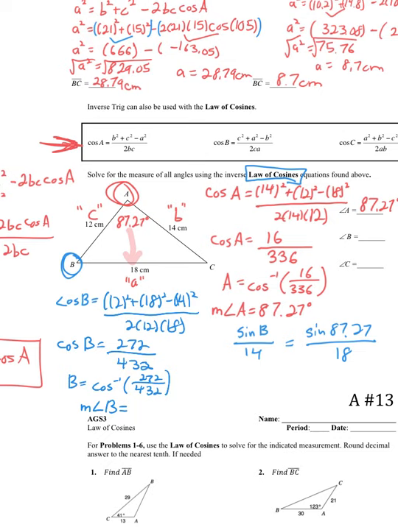All right, so I still think the law of cosines works. I think the law of sines would be faster, but I'm just showing you another law of cosines example here for an angle measure. And this one came out to 50.98 degrees.